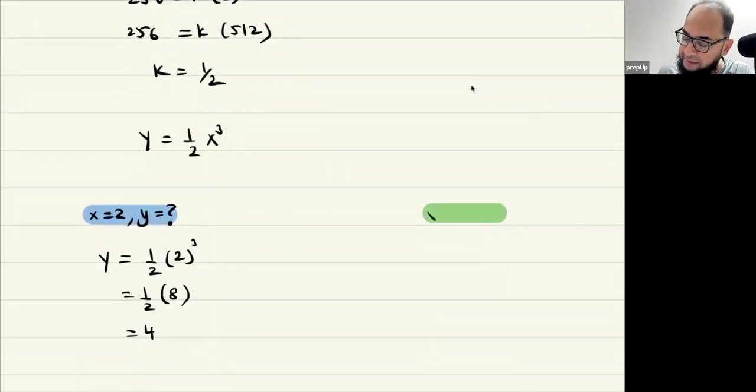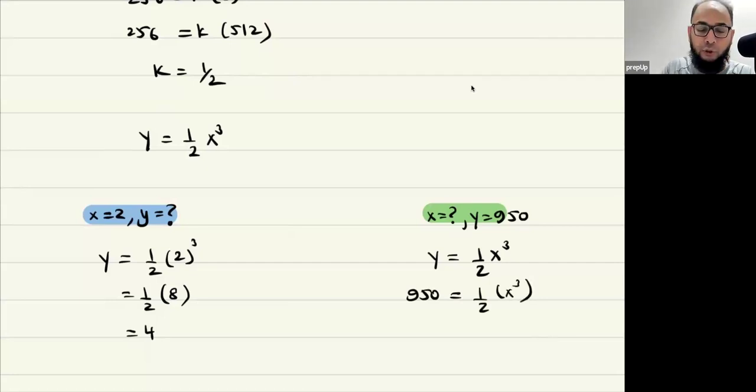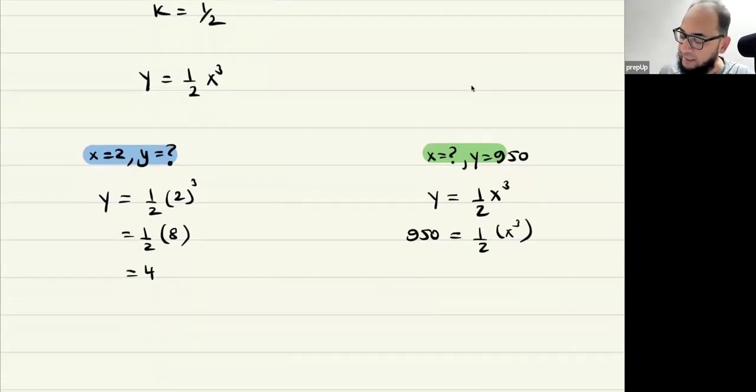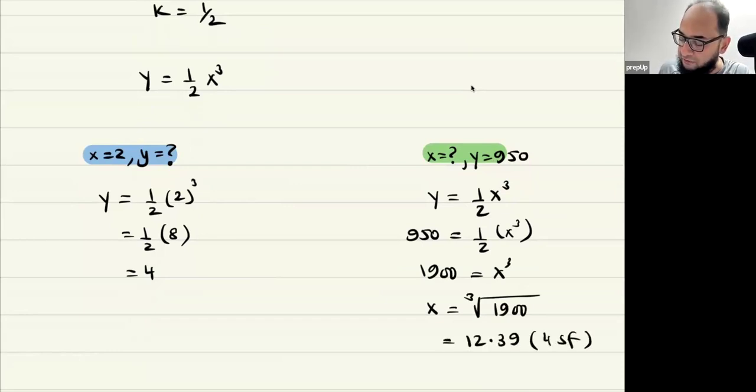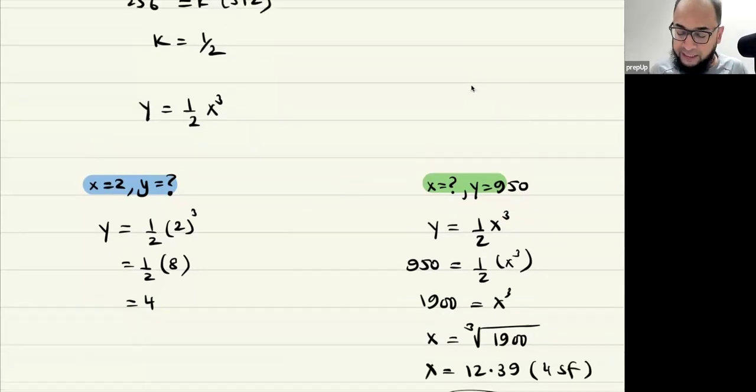And the other one, x is unknown, y is 950. So y is equal to half into x cubed. 950 is equal to half into x cubed. So 950 into 2 is 1900. Let me take the cube root of 1900. 1900 is x cubed, therefore x is the cube root of 1900, and that comes out to be 12.39, correct to 4 significant figures. So that's how this basic question is done.